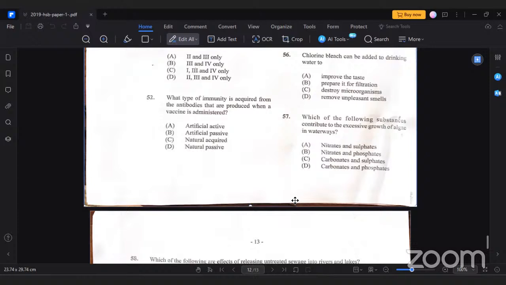Now we move on to 57. Which of the following substances contribute to excessive growth of algae in waterways? Nitrates and phosphate? Is it C, carbonates and sulfates? Is it D, carbonates and phosphates?